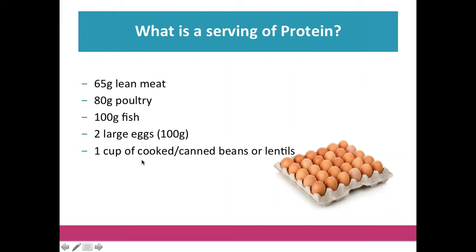If you are a vegetarian, this is going to be one of your choices for your proteins. You also get proteins from your grains and also from your vegetables too. And nuts and seeds, so 30 grams of nuts or seeds.